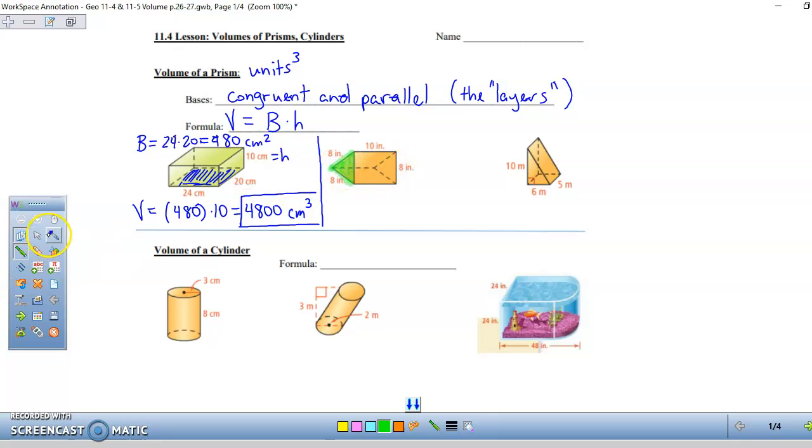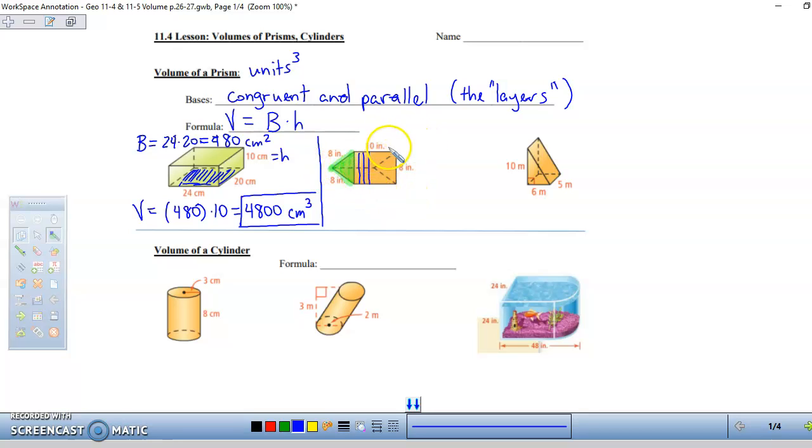Now what you can visualize is the base is also like a layer of the figure. These are 10 inches, so you can imagine 10 layers of those triangles would make up the figure. 10 of these triangles stacked together would make up that three-dimensional prism.